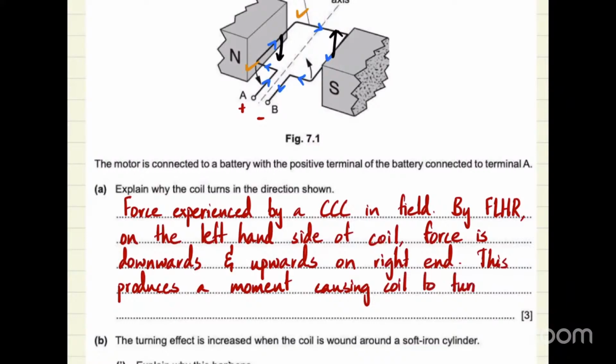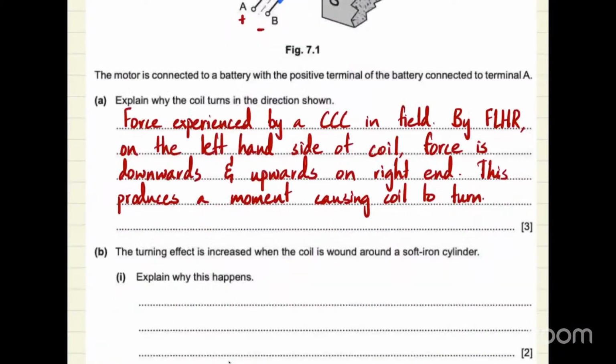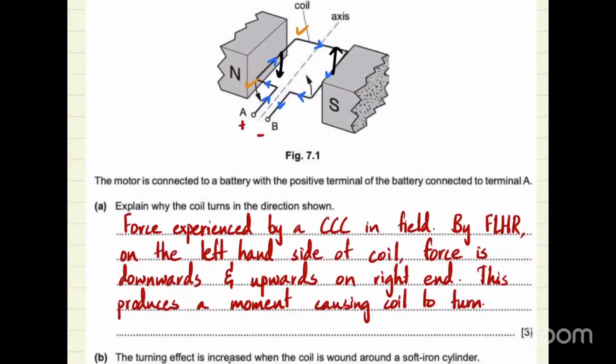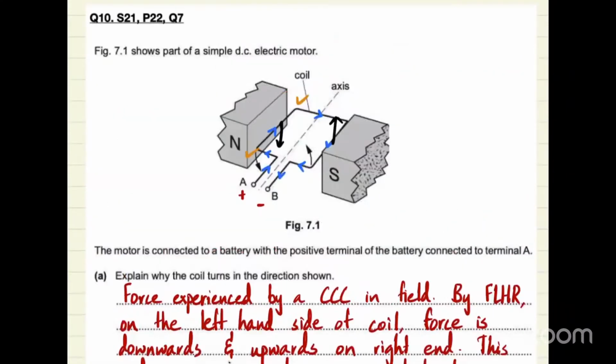ठीक है, तो ये भी इसका एक तसल्ली बख्श मैंने सवाल करा दिया. टर्निंग इफेक्ट इज इंक्रीज व्हेन द कॉइल इज वूंड अराउंड अ सॉफ्ट आयरन सिलेंडर. एक्सप्लेन व्हाई दिस हैपेंस. तो ये कह रहा है कि भाई अगर यहाँ पे ये जो है एक सॉफ्ट आयरन को रख देगा, तो अब फोर्स ज़्यादा क्यों होगा. दिस इज व्हाट यू हैव टू एक्सप्लेन. ठीक है, सो फोर्स ज़्यादा क्यों होगा.